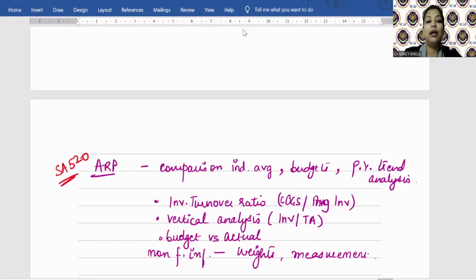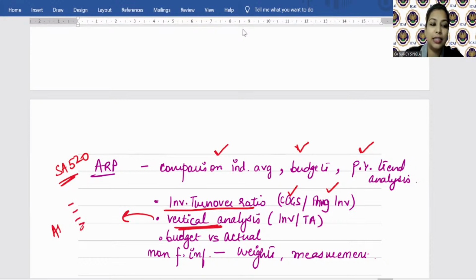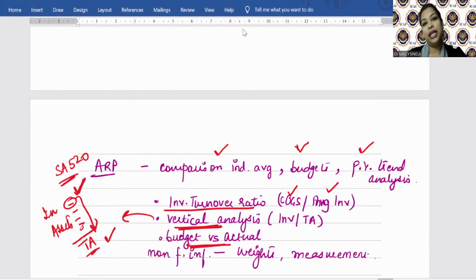So the auditor can compare with the industry average, with the budgets, with the inventory of the previous year, right? The auditor can also calculate what? Inventory turnover ratio, that is the cost of goods sold divided by average inventory. He can also have vertical analysis. What is vertical analysis? See, these are all the assets of my client, and this is the total assets. So this is inventory. So vertically you calculate inventory divided by total assets. And the auditor can compare the budgets with the actuals, right?